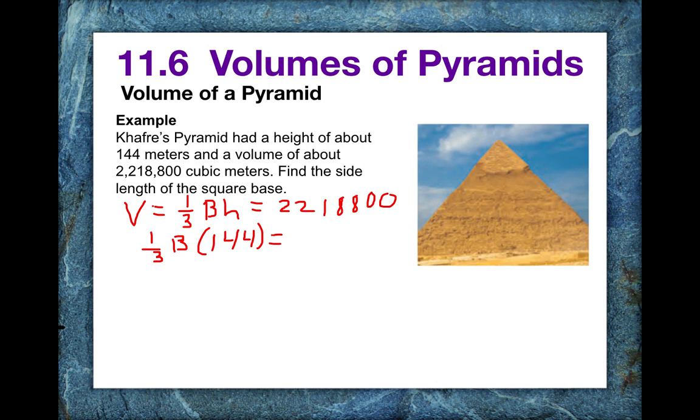So then the base is going to equal 46225 meters squared. And then we take the square root of that so that we get a side length, and the side length is going to be 215 meters. So that's how we come up with the side length of the square base.